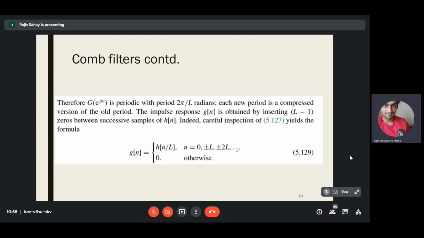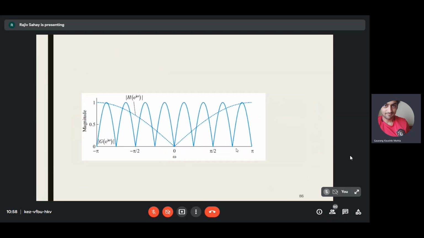So how does the magnitude response look for G of e to the power j omega? To consider that, we will first look at the magnitude response of the original filter h of n, that is mod of H e^j omega. So this is a single notch at the origin, and this is the magnitude response of such a filter. And now if you introduce interpolation by L, which is an integer, you will get mod of G of e to the power j omega.